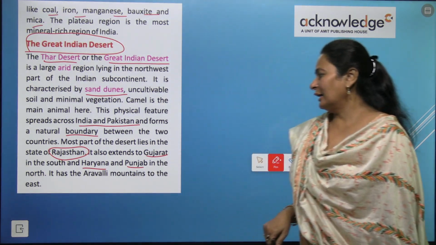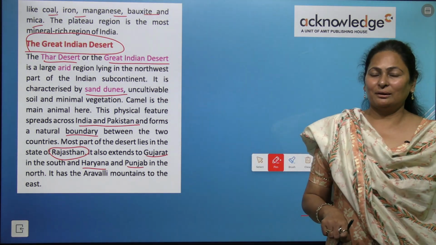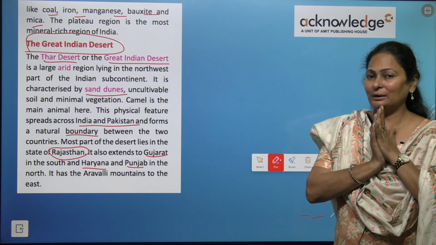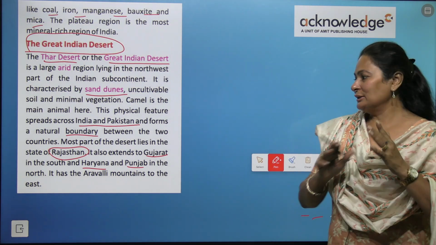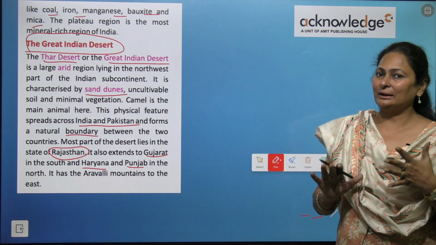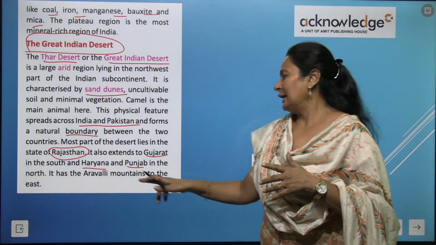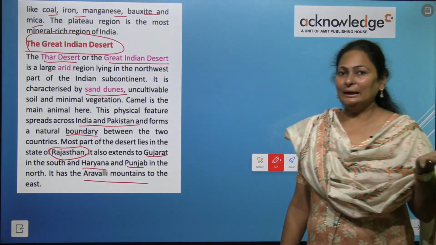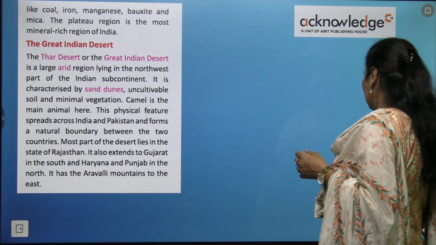It has the Aravalli Mountains on the east. We have just talked about the Aravalli Hills in the Southern Plateau, right? So we are talking about the Aravalli Hills here also. It has Aravalli Mountains in the east direction.